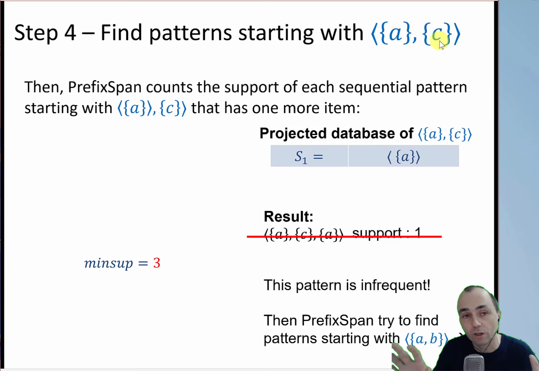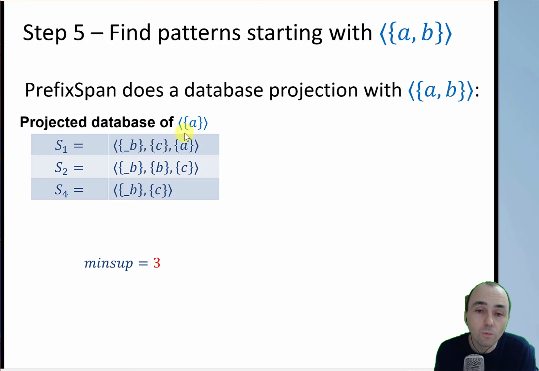We don't need to look anything else that starts with A followed by C. Now we will go back and try to find the patterns with AB and then something else. Okay, so we'll look at this. So we add the projected database of A, and we'll do the database projection for AB.